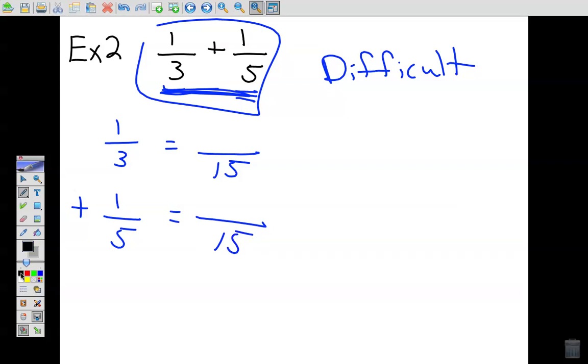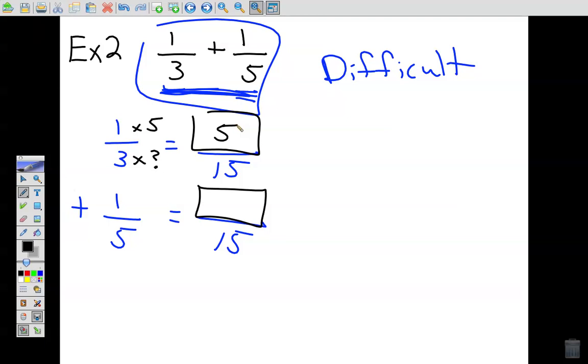Now, probably the part that you may need a little refresher on: how do you get the new numerator in each of those? Well, let's see. 3 times what is 15? Well, I know that 3 times 5 is 15, so I have to take the top times 5. And what we've done here is we've created an equivalent fraction. So 1/3 is the same thing as 5/15. Because if you took 5/15 and reduced it, dividing them both by 5, you get 1/3.